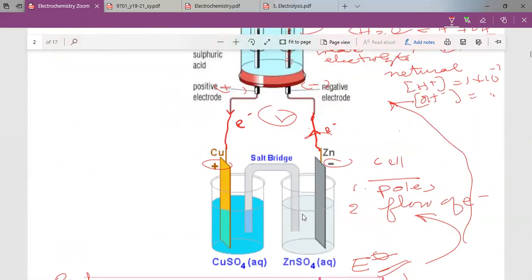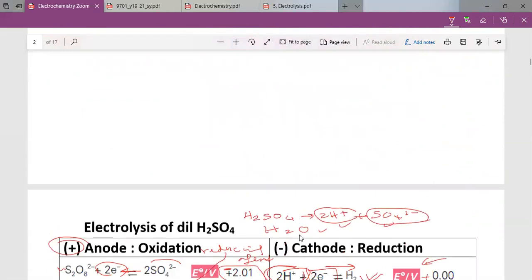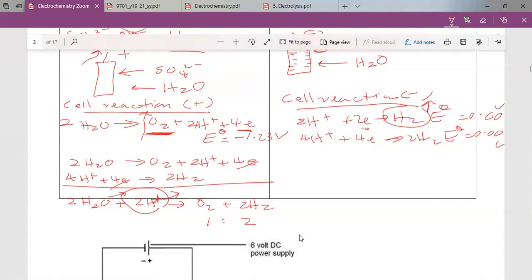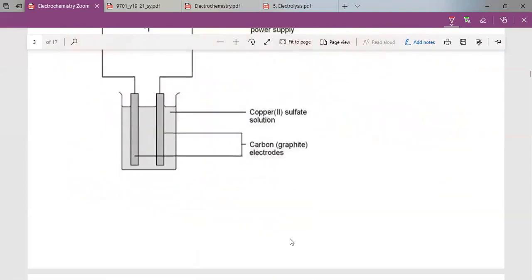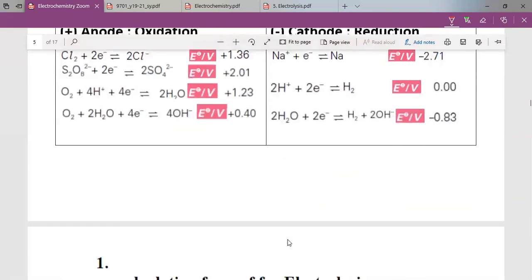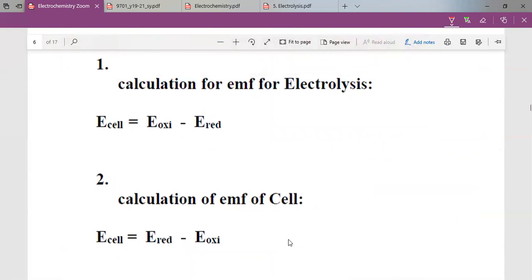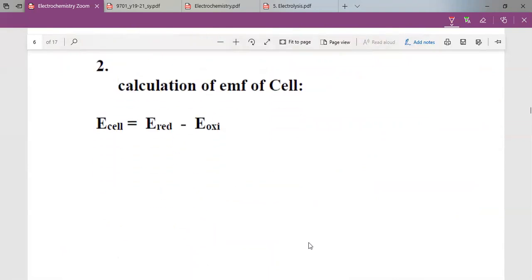What is the voltage that this cell, the E cell here, must have to cause it to happen? Of course, to find the E cell, remember, there are 2 equations. This one here is the one we use for our cell. E reduction, of course, is this one here. E reduction minus E oxidation means the EMF of the cell.